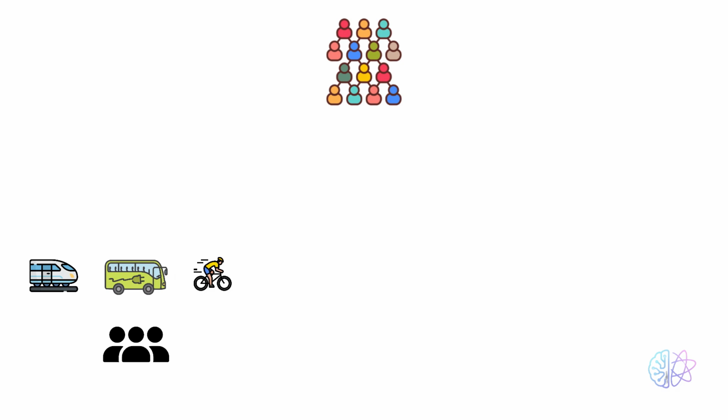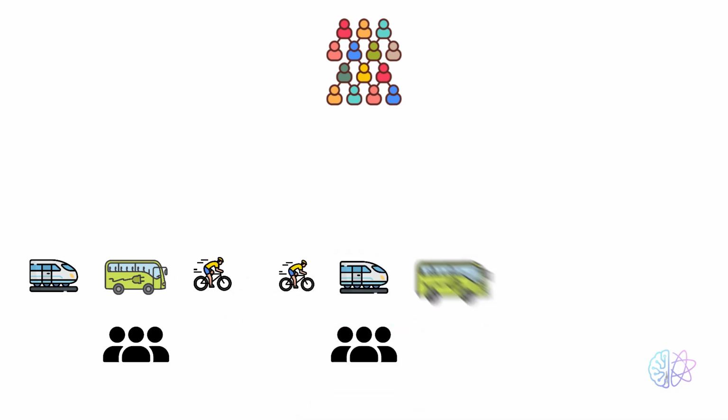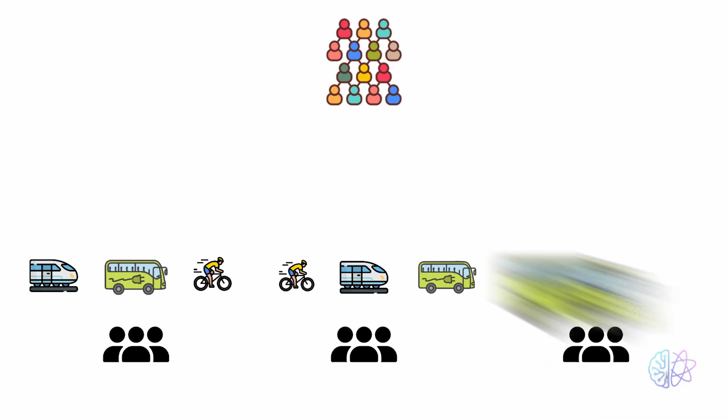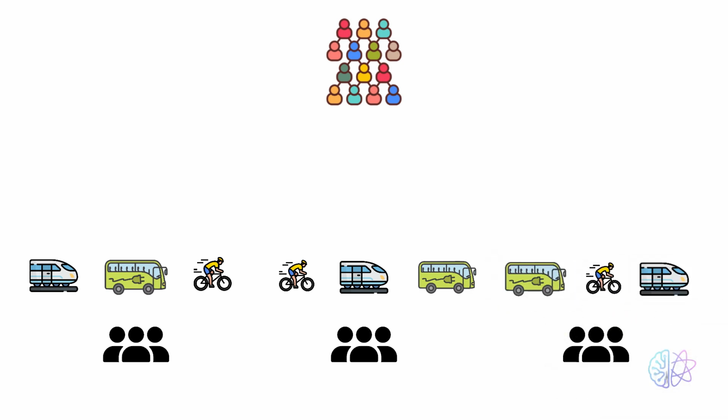Now the citizens are divided into three main groups. Group 1 prefers the subway most, then buses, and finally bike lanes. Group 2 prefers bike lanes, then the subway, then buses. Group 3 prefers buses, then bike lanes, and lastly the subway.